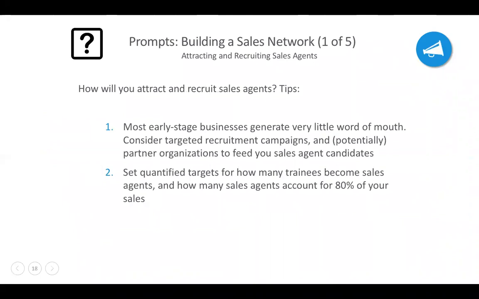Here are some tips. In your early stages, we recommend depending on targeted recruitment campaigns and potentially on partner organizations who can feed your pipeline of candidates. We also recommend setting quantified targets for how many trainees become sales agents and how many sales agents account for 80% of your sales.